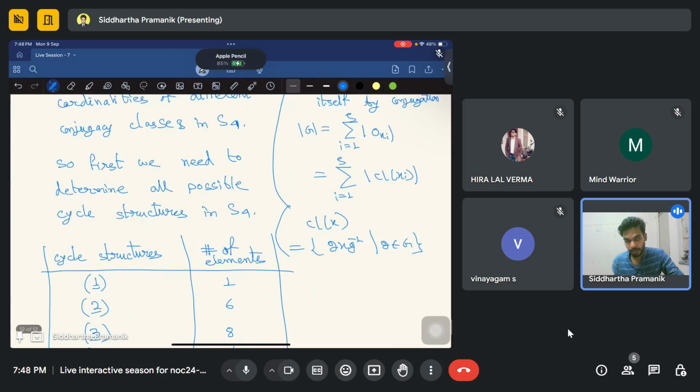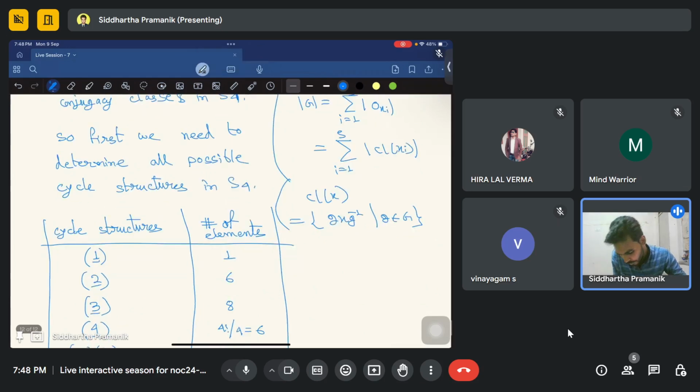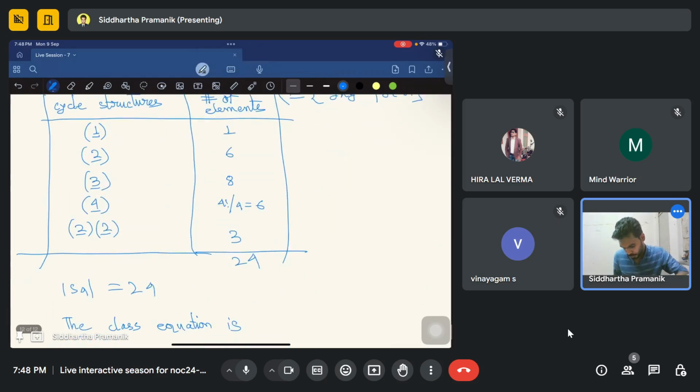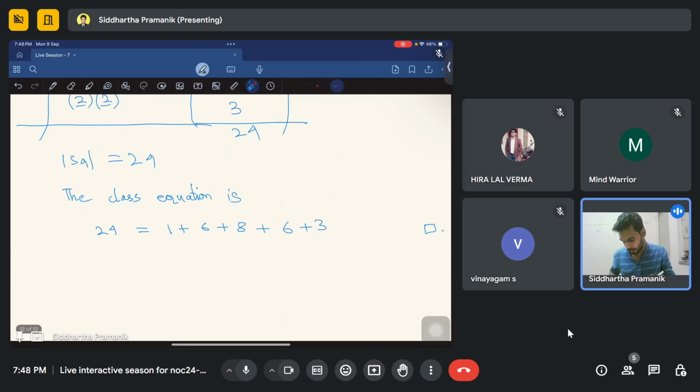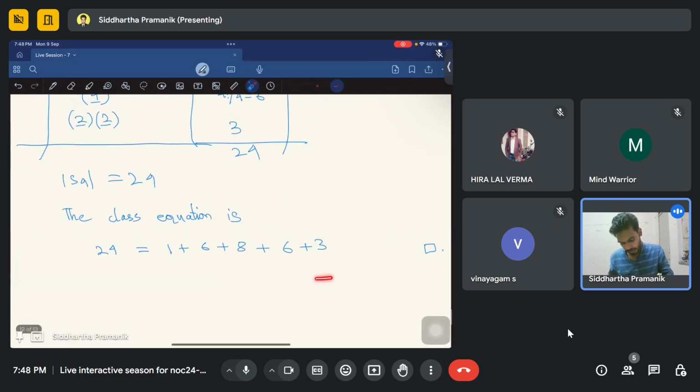So similarly, you can try the classification of S5. In that case, you will have 7 possibilities. Just find the number of elements and make that table, and you will get the class equation. So in case of Sn, that is not much difficult.